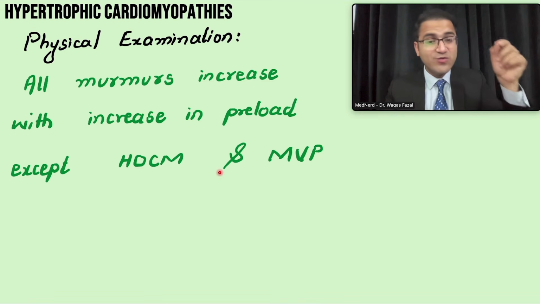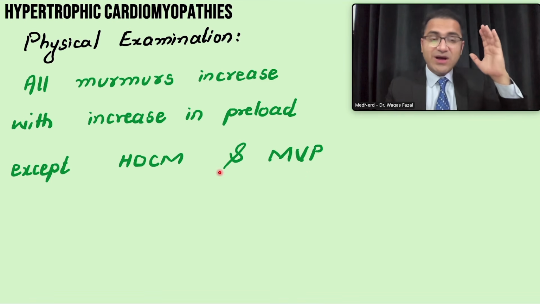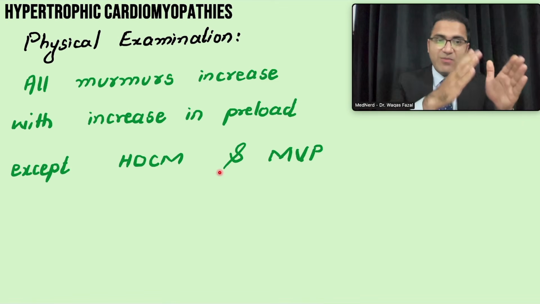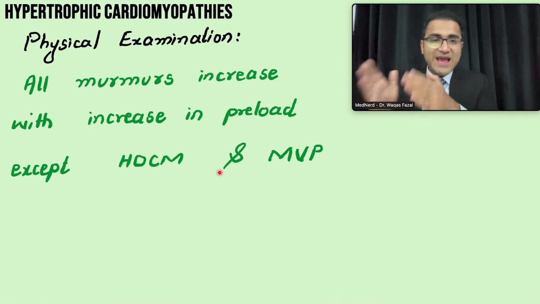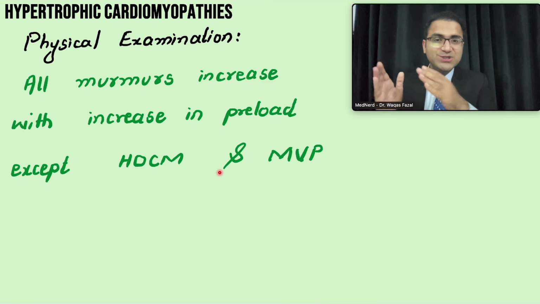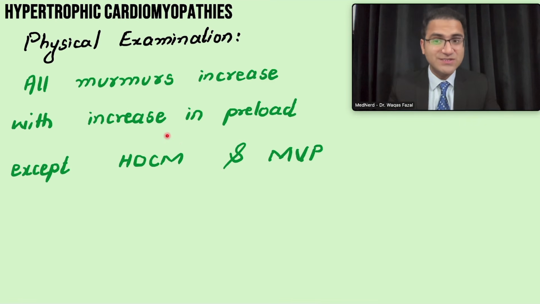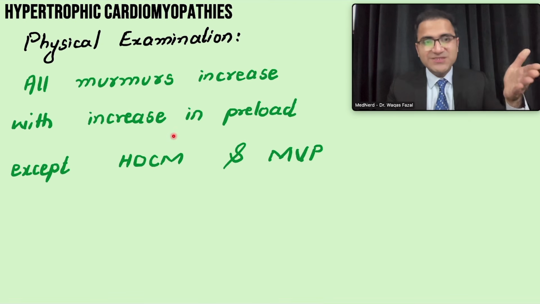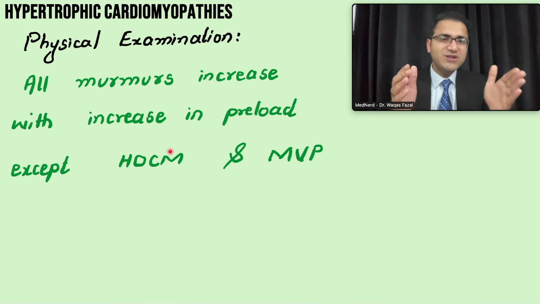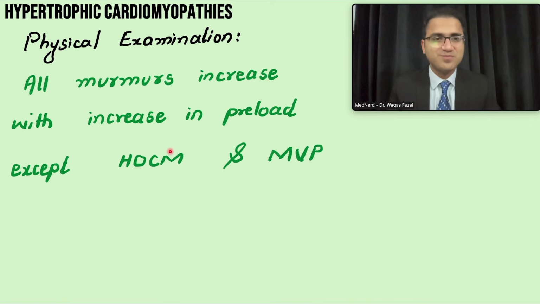That is also a way to remember how to differentiate between hypertrophic obstructive cardiomyopathy and aortic stenosis. In patients who have aortic stenosis, if a maneuver increases the preload, the murmur intensity would increase. But in hypertrophic obstructive cardiomyopathy, if the maneuver increases preload, the intensity of murmur would decrease. So there is also a way to differentiate hypertrophic obstructive cardiomyopathy from aortic stenosis.